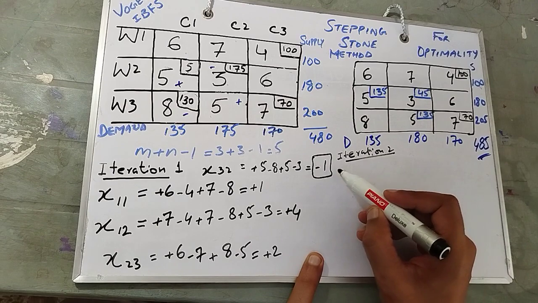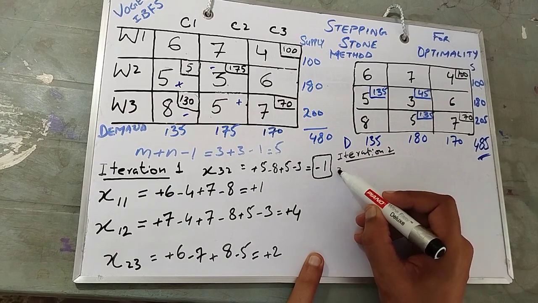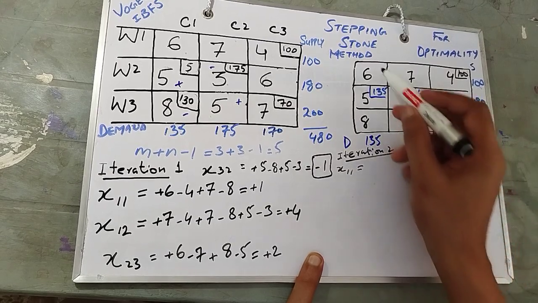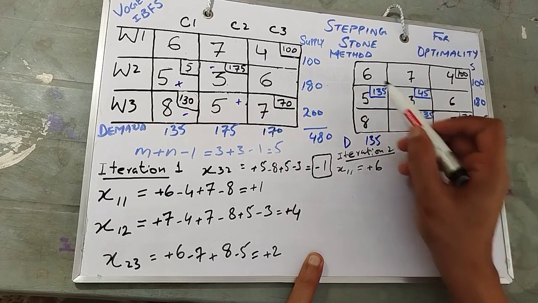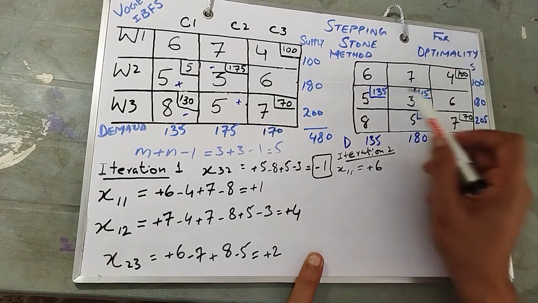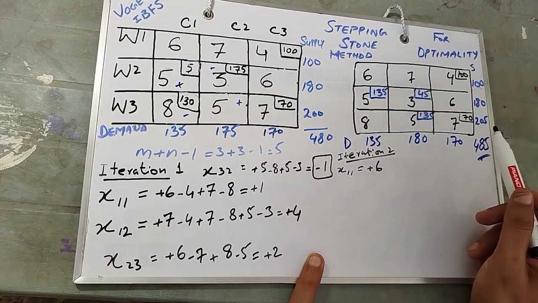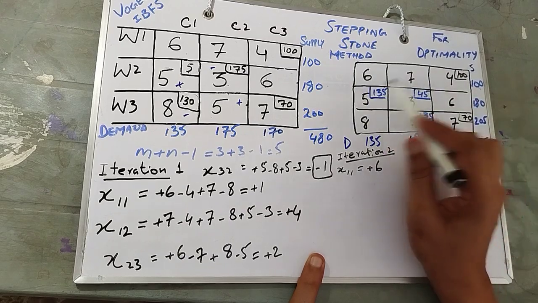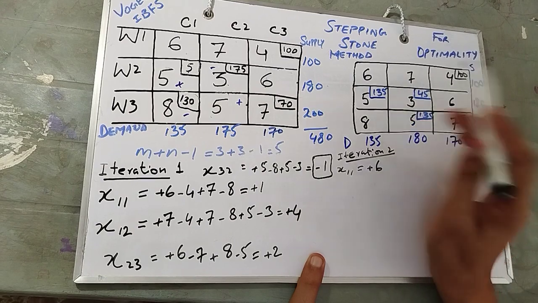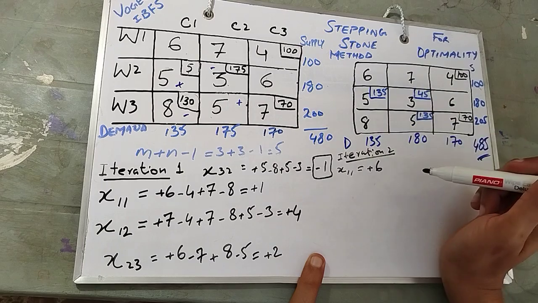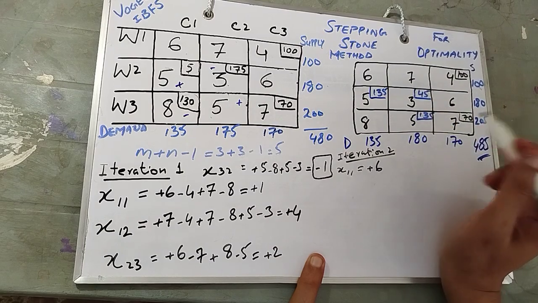Iteration 2, x11, so it's 6 plus 6. What is the loop over here? You see, there is no direct loop. It's a closed loop, so we will be going indirectly. If you go to the horizontal, there is no coming back directly, so you'll reach indirectly. When we go to vertical, we cannot reach back directly, so we have to take a long route.